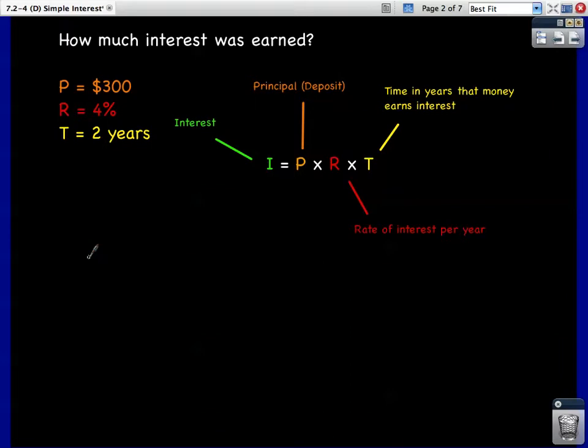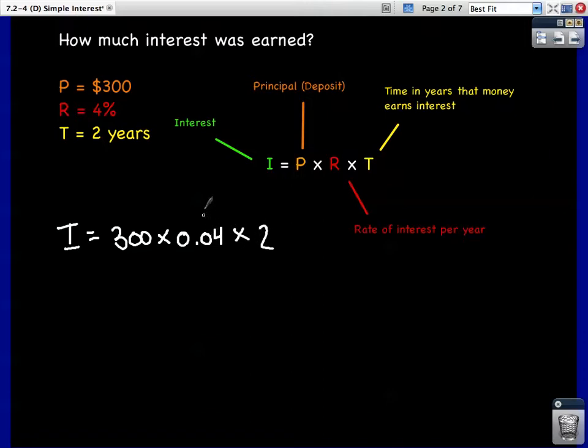All right, how much interest was earned? Well, it tells us our principal amount, our original deposit, is $300. Our rate of return, or our rate of interest per year, is 4%, and our time is 2 years. So we simply take the formula and plug in the numbers. I equals $300 times the rate of interest of 4% times the 2 years.